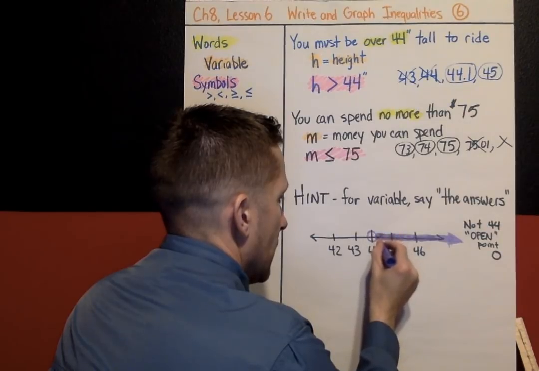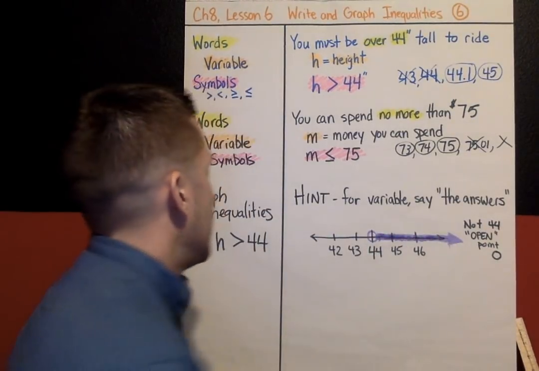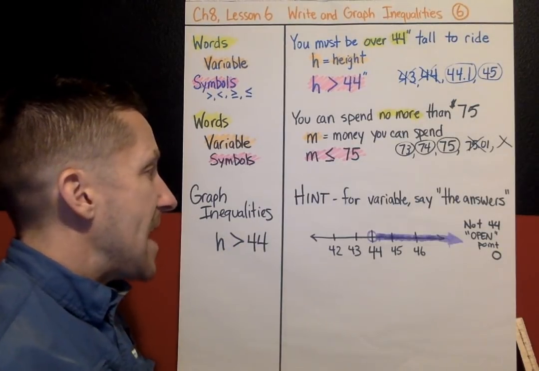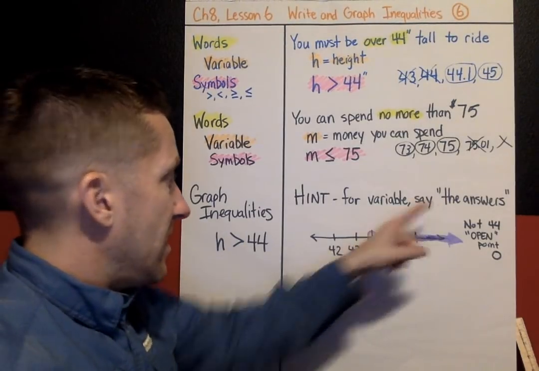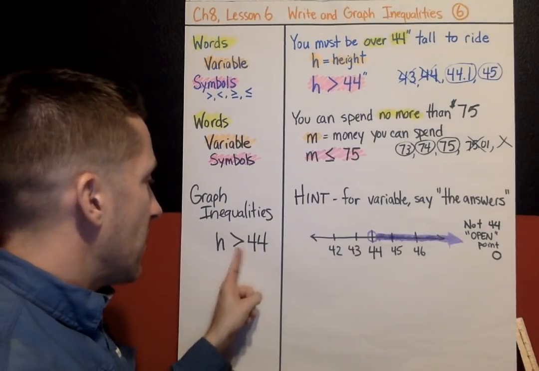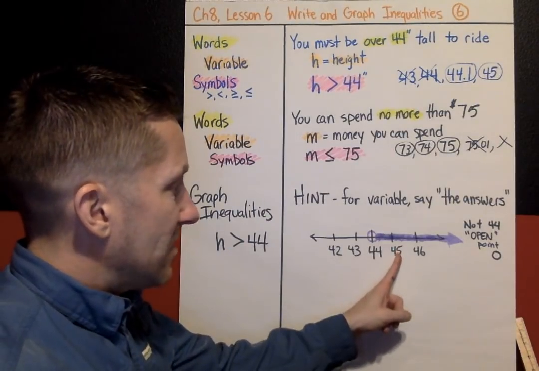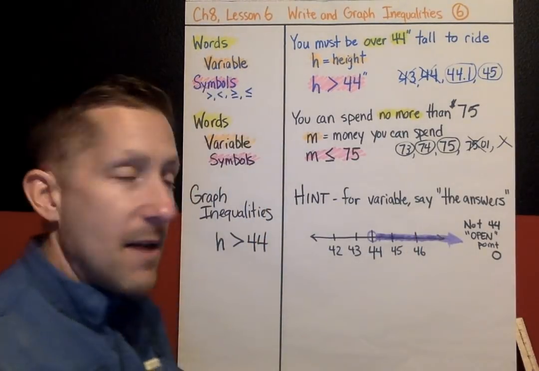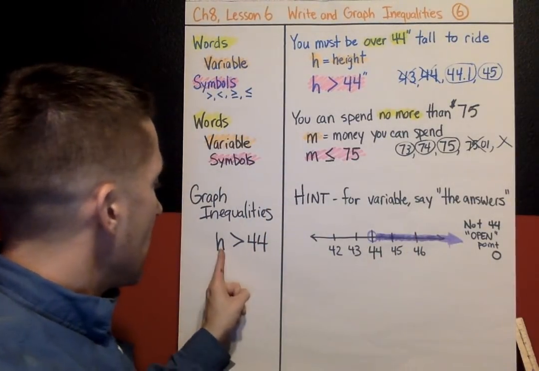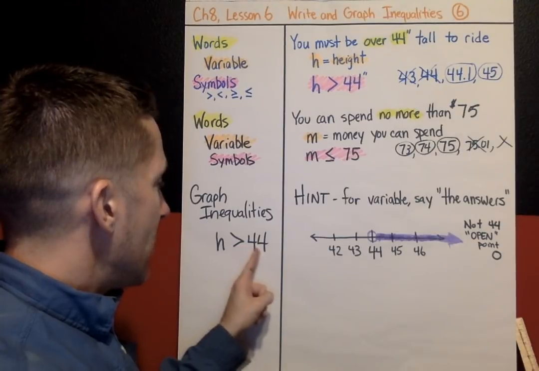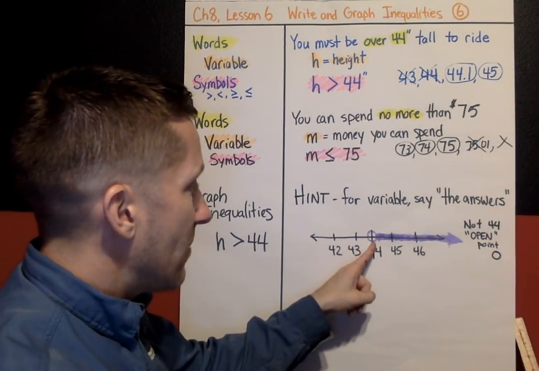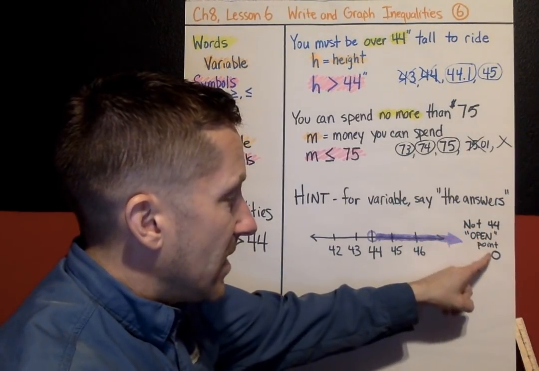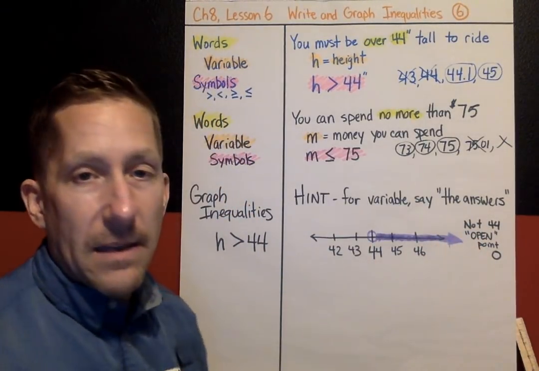So this number line represents this inequality. The height, or the answers, remember I said think of the answers. The answers are greater than 44. Well, that's greater than 44. So is that, and so is everything else that way. 44 is not greater than 44, so I do not want to include 44. If I don't want to include it, I'm leaving it an open point like that.